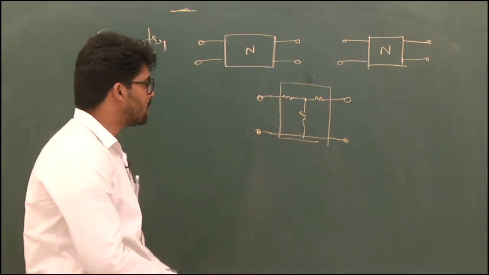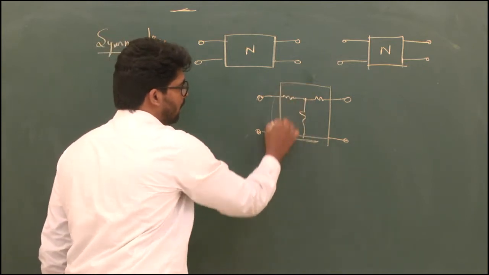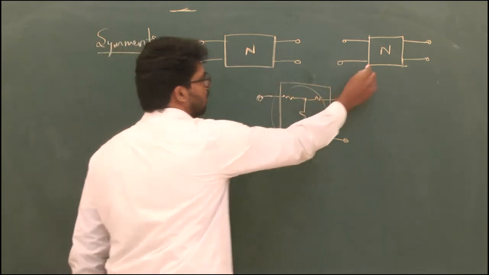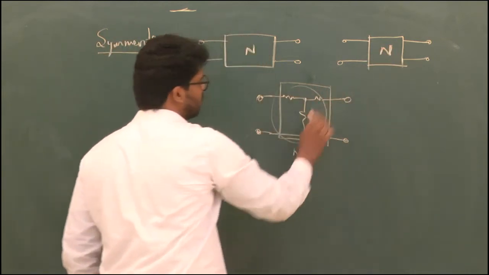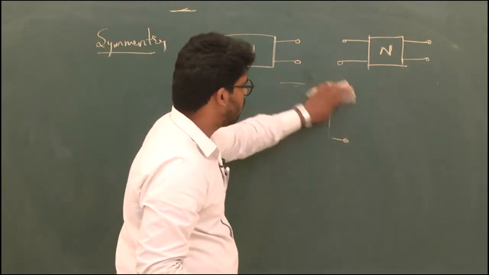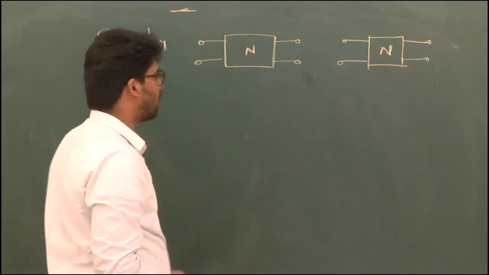I am replacing the same network. I am keeping this network as M and I am giving the same things. So I am replacing these two networks in different ways to show whether the given circuit is symmetric or not.